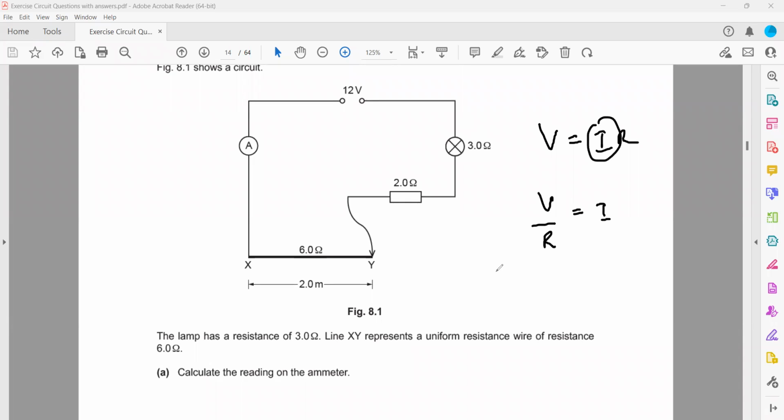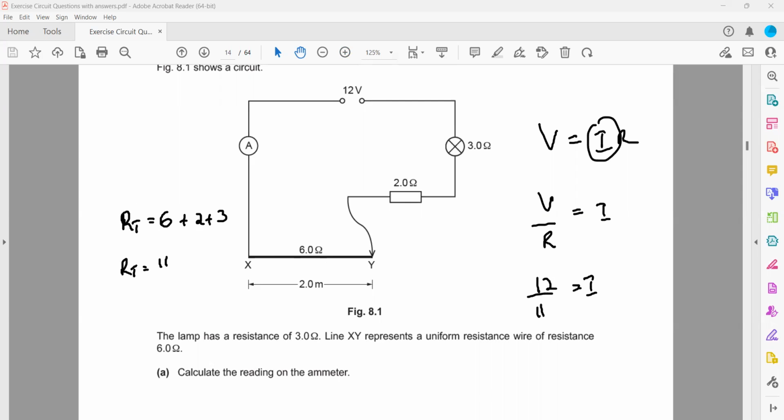The total voltage of the supply is equal to 12. But what about the total resistance of the circuit, as they are all connected in series? If you want the combined resistance of components connected in series, we simply add them. So this will be 6 plus 2 plus 3, which is the total resistance, equal to 11. So the total current will be 12 divided by 11.